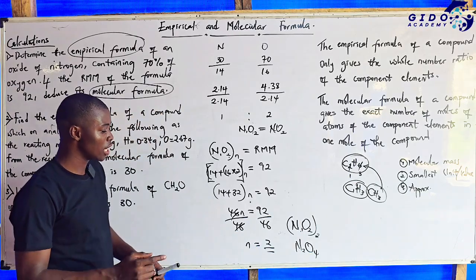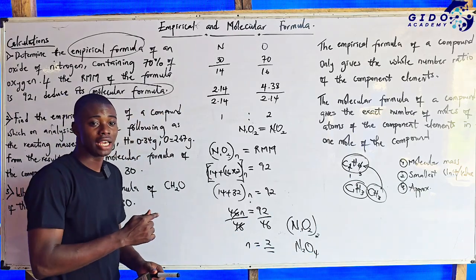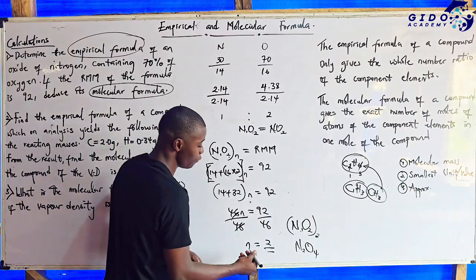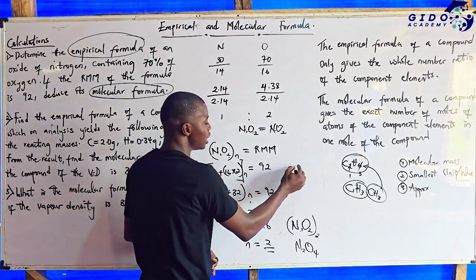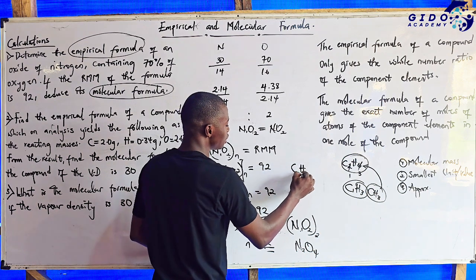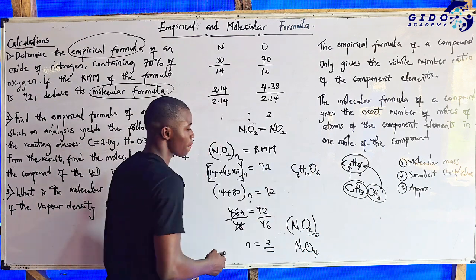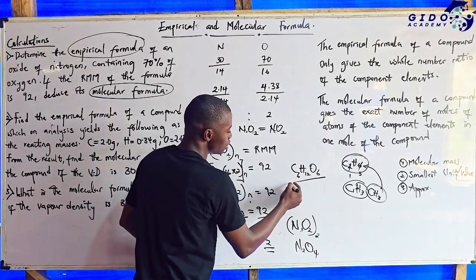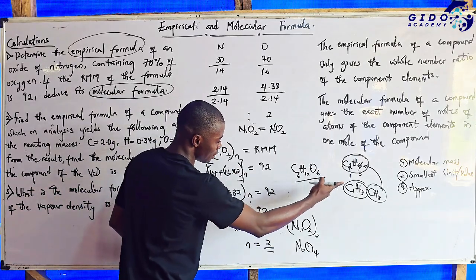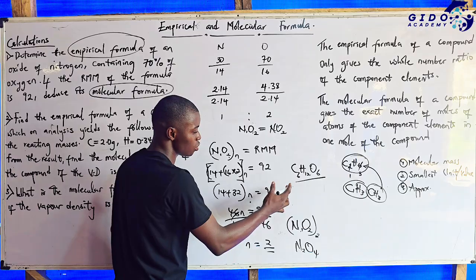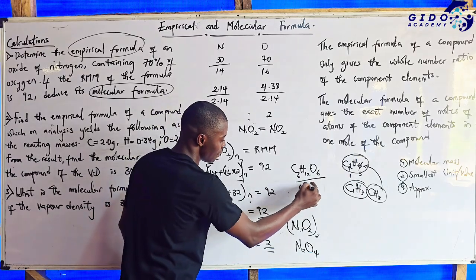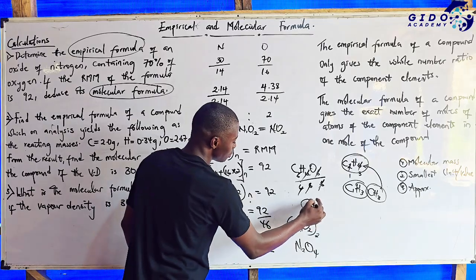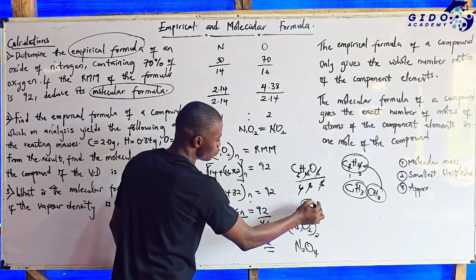Like what I always tell you, if they give you the molecular formula, it is very, very easy for you to detect the empirical formula. If, for example, the molecular formula of the compound is given to me as C6H12O6, what is the empirical formula? The highest number I can use to divide through is 6. If I divide here by 6, 6 divided by 6, we are left with 1.